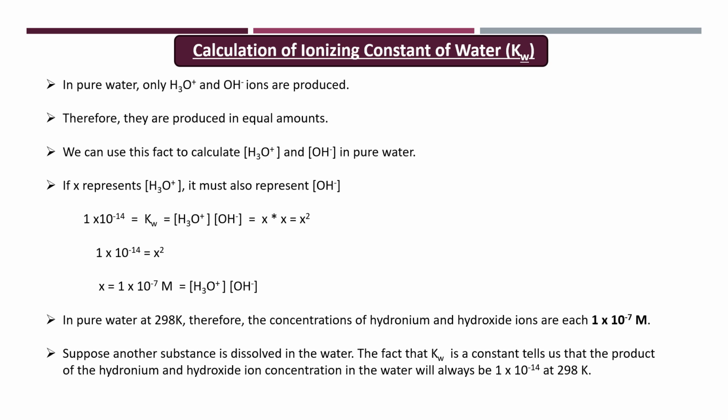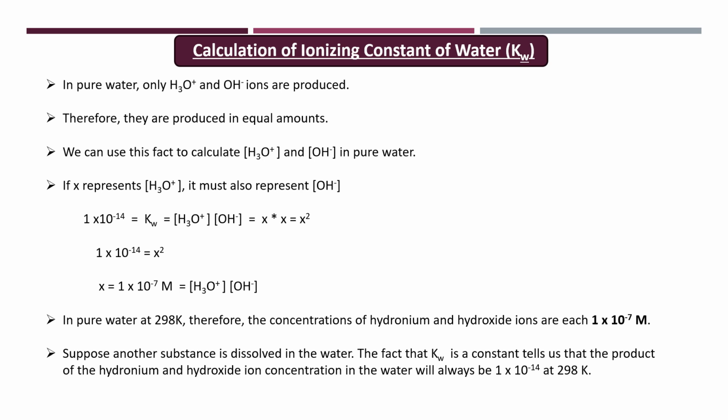Ionization constant of water, Kw. In pure water, only hydronium and hydroxide ions are produced. Therefore, they are produced in equal amounts. We can use this fact to calculate the concentration of hydronium ion and hydroxide ion in pure water. If x represents the concentration of hydronium ion, it must also represent the concentration of hydroxide ion. So in pure water at 298 K, the concentrations of hydronium and hydroxide ions are each 1 × 10^−7 M.